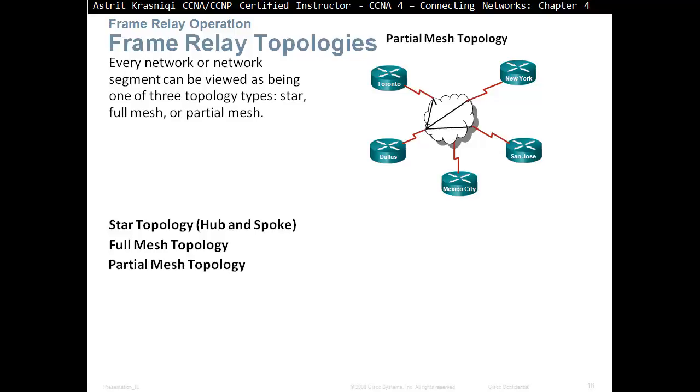And the last type is partial mesh. Partial mesh is when you don't want to pay too much for everybody to connect to everybody else, so we just connect maybe the more important branches with each other.